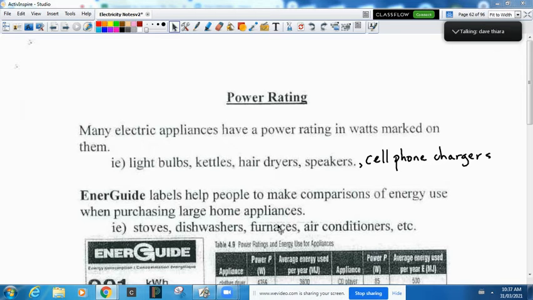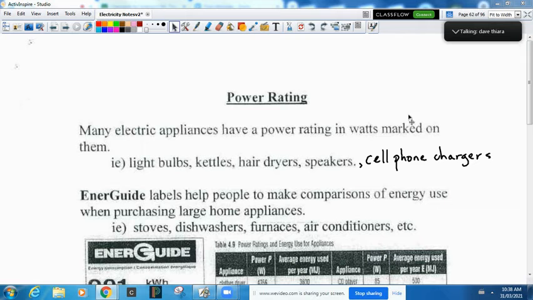Okay, so here we are, outcome number 3, part 2. We just did our power calculations, and now we're looking at power rating. Many electrical appliances have power ratings in watts marked on them. For example, on light bulbs, kettles, hair dryers, speakers, and cell phone chargers, it'll tell you what the power rating is.